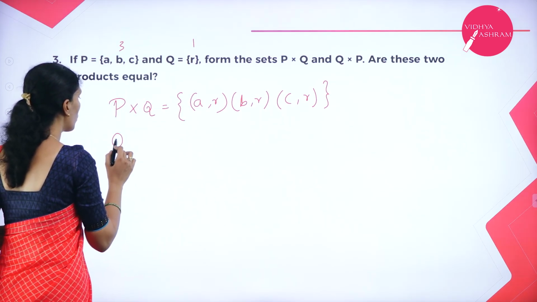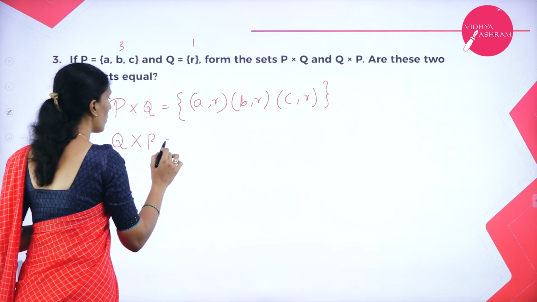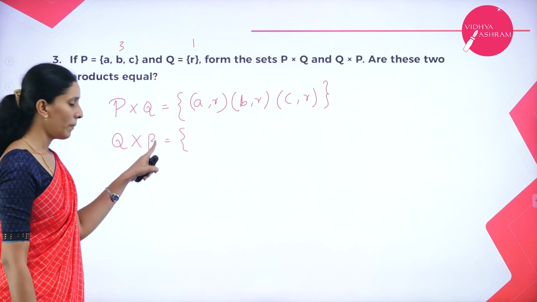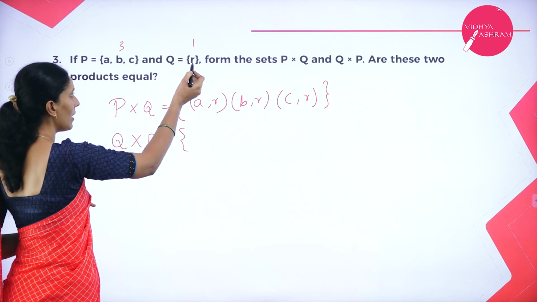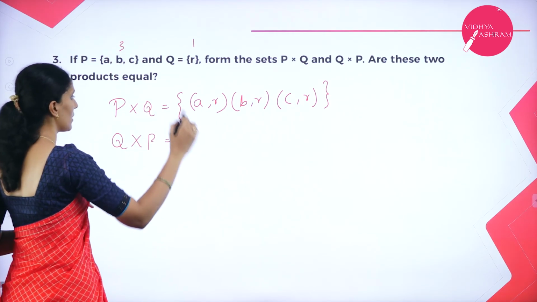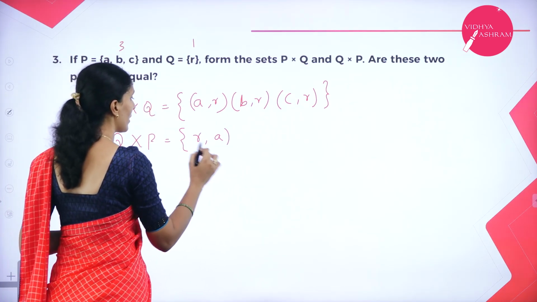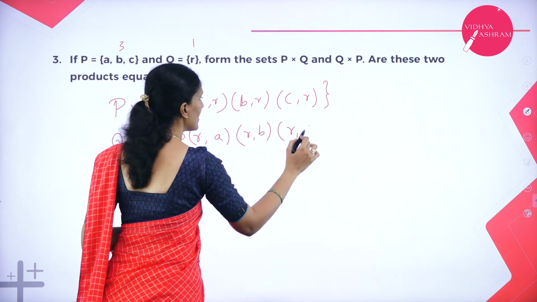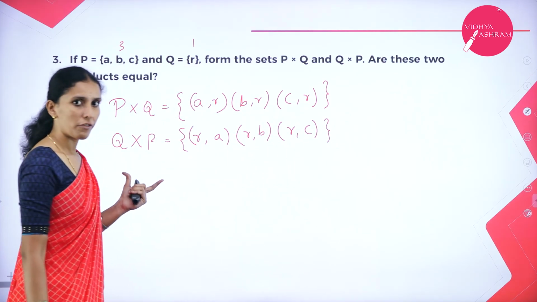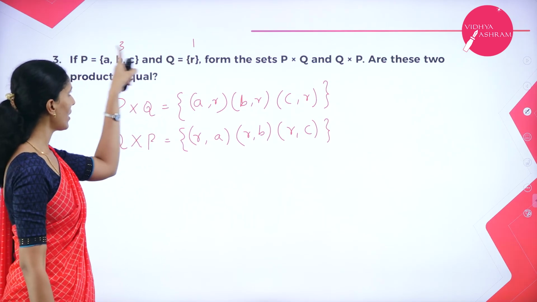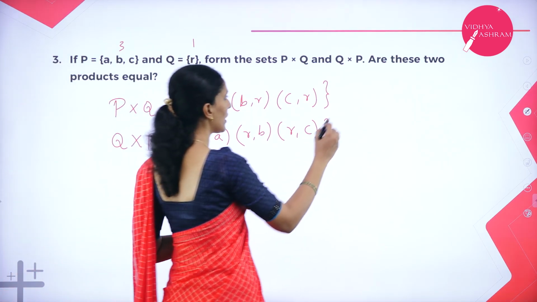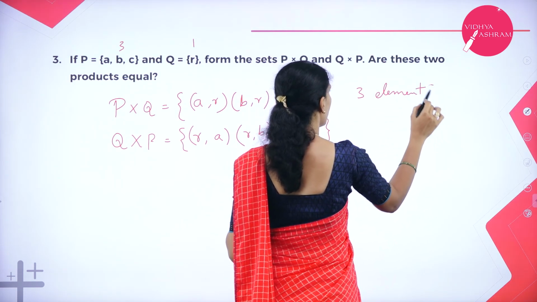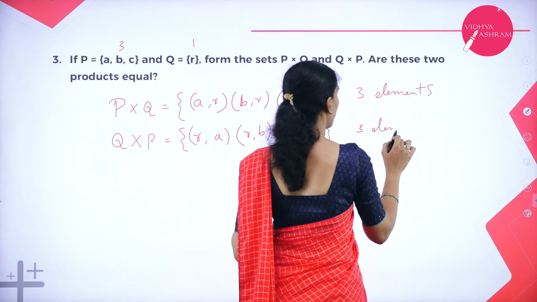Next we'll see Q cross P. Q cross P means first you take elements from Q, then pair with P. We have only one element from Q, paired with P. So it becomes (R, A), (R, B), (R, C). What about the number of elements? Here also it is the same because 1 into 3 is the same. So both contain 3 elements here and 3 elements here.